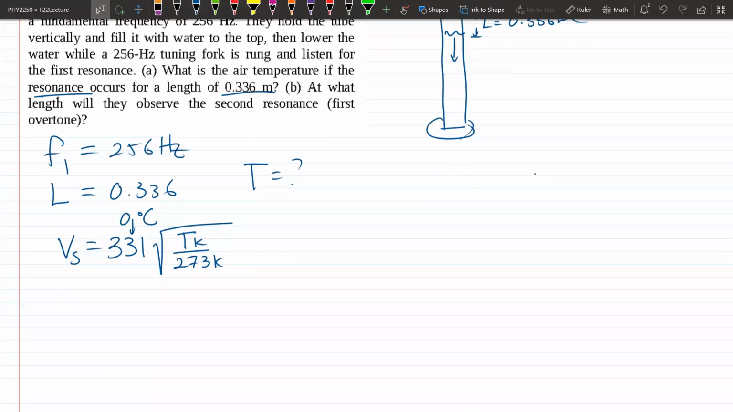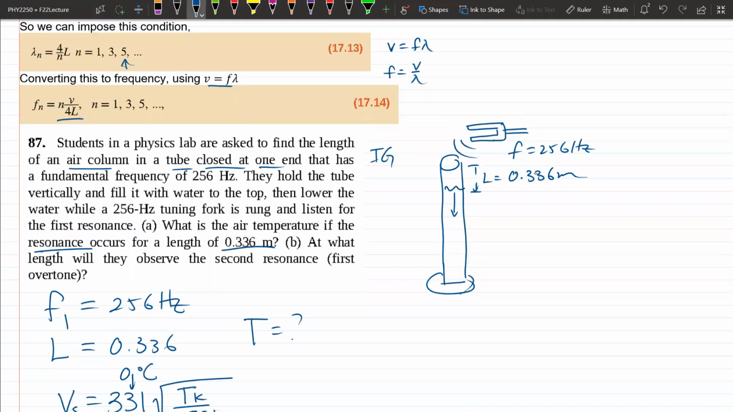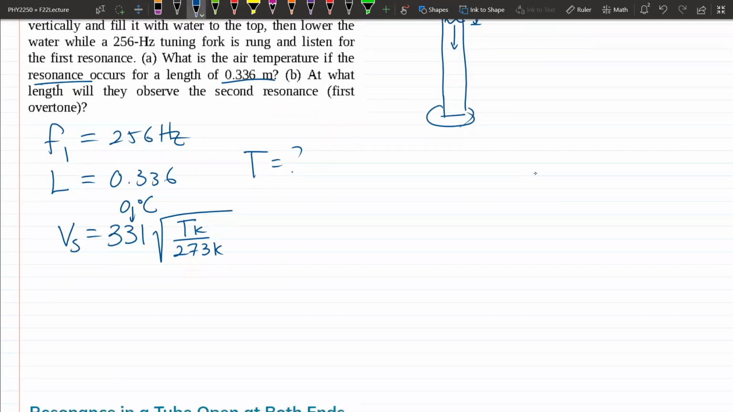Okay. So as usual, the speed of any wave is always the frequency times the wavelength. Let's go back up here and just get to the equation we need. Here we have an equation that allows us to calculate the first fundamental frequency, F1. Let's just write down the general equation.